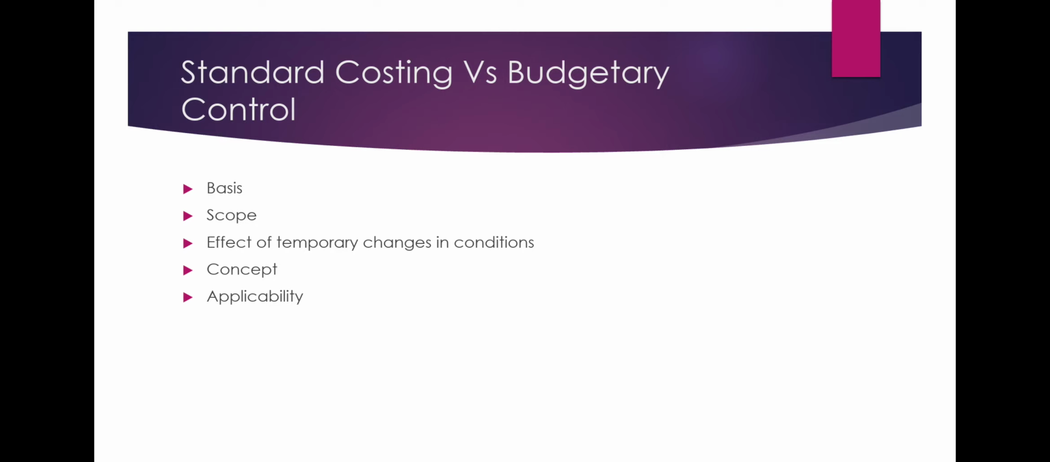The third is effect of temporary changes in conditions. The short-term changes will not influence the standard costs, whereas the short-term changes will be shown in the budgeted costs. The fourth point is concept. Standard costing is based on unit concept and budgetary control is based on total concept. The last point is applicability. It is applicable for manufacturing concerns and budgetary control is applicable for all business concerns.